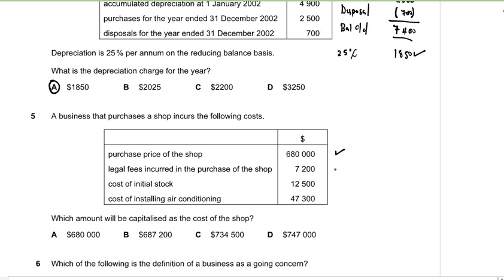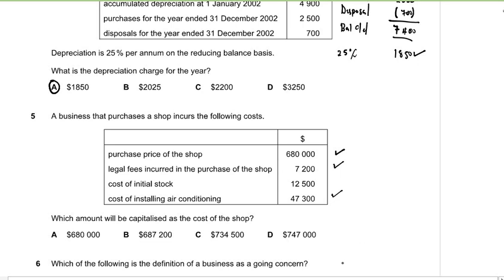Then the legal fees that are incurred are necessary costs. We cannot acquire this without incurring the legal costs. Then the cost of initial stock: these are costs of a trading nature, so they are not supposed to be included in the cost of the shop, or capitalized. The cost of installing air conditioning is also capital expenditure, so we are going to combine those three in order to find our amount to be capitalized.